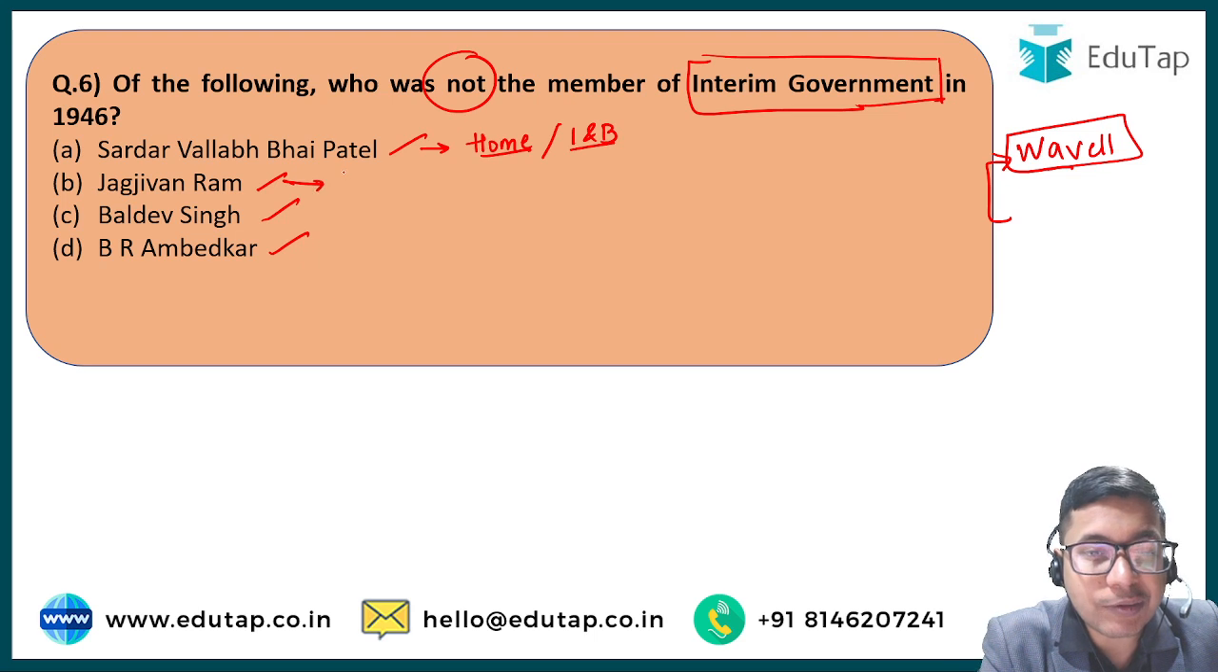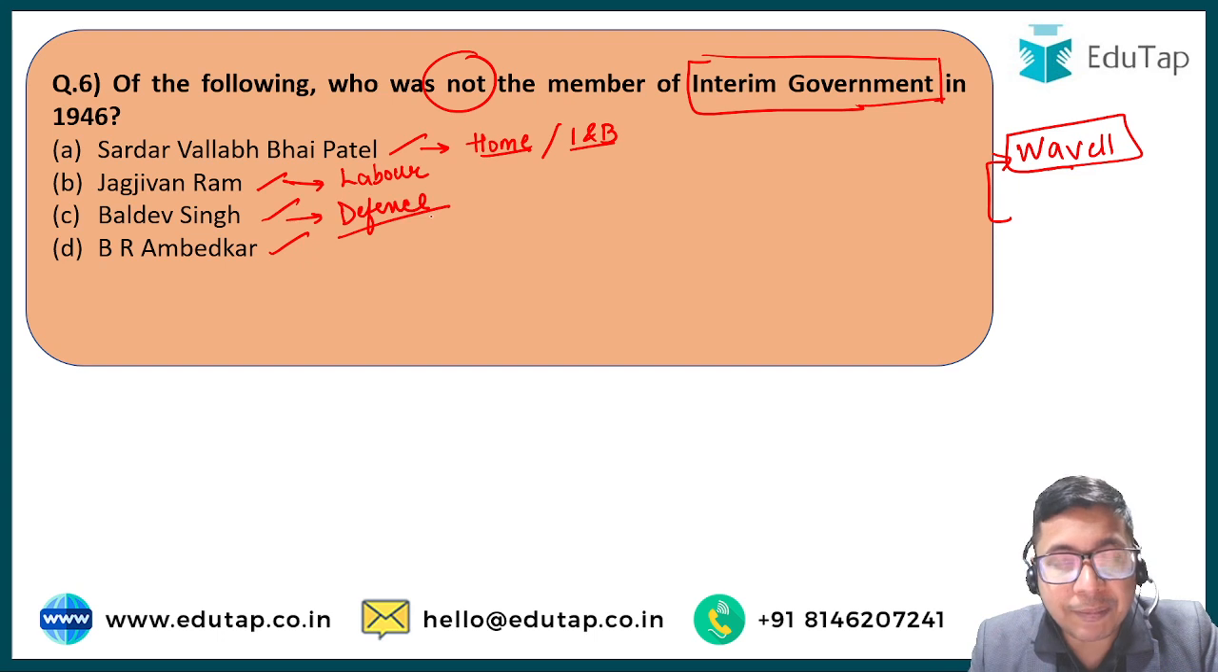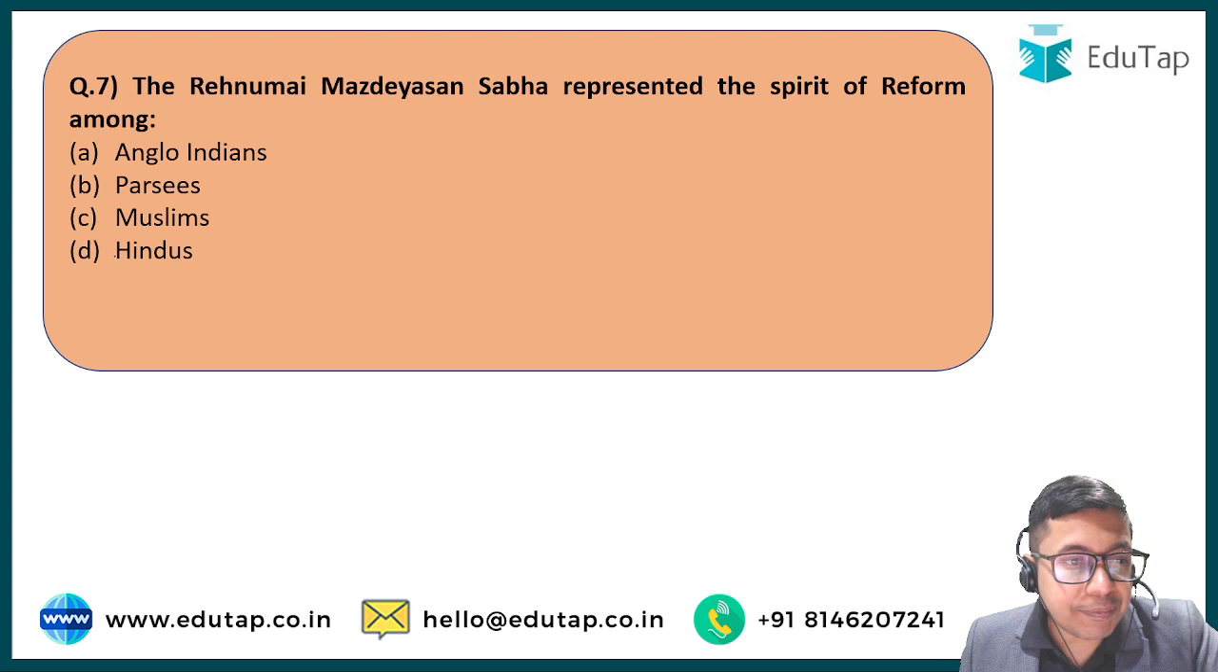Jagjivan Ram was responsible for labor welfare, and Baldev Singh was the first defense minister, or the defense department was under him in the interim government. Dr. B.R. Ambedkar got associated as the Minister for Law after the independence. Okay, so he was not part of the interim government in 1946. Correct answer here will be option number D. Next up is question number 7.